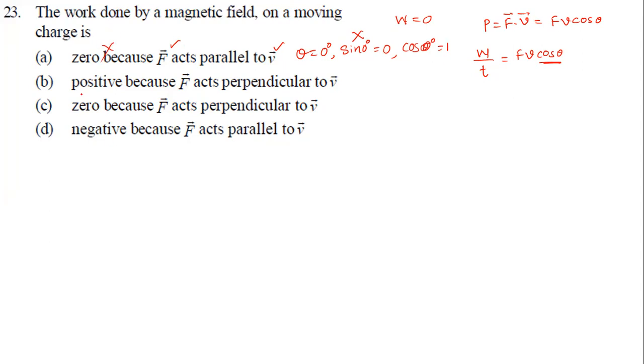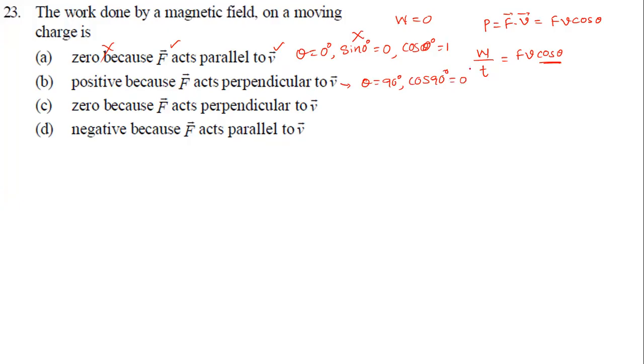Now they are saying work done is positive because force acts perpendicular to V. In the second case, force acting perpendicular to V means theta is 90 degrees. So cos 90 degrees is how much? Why cos 90 degrees? Because cos is there.